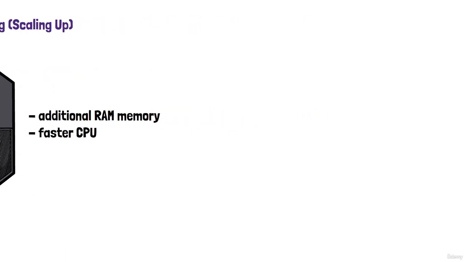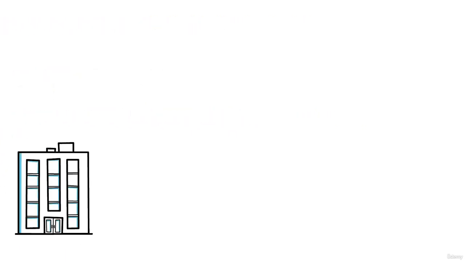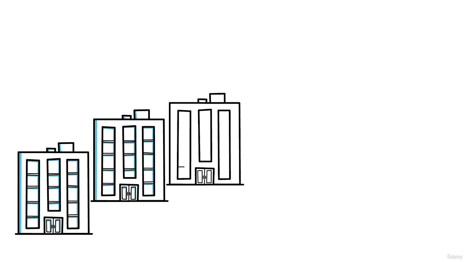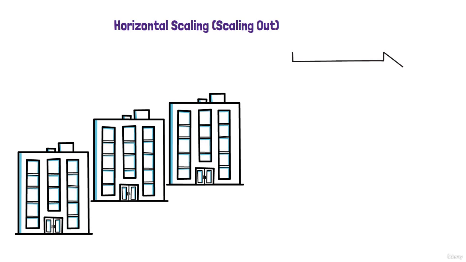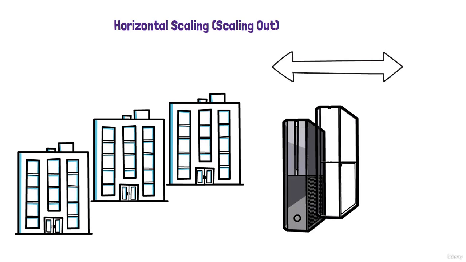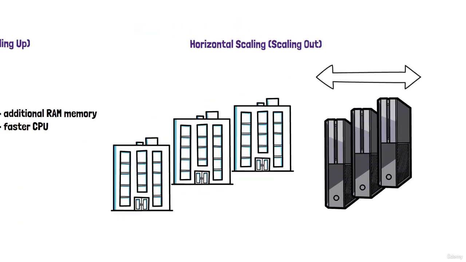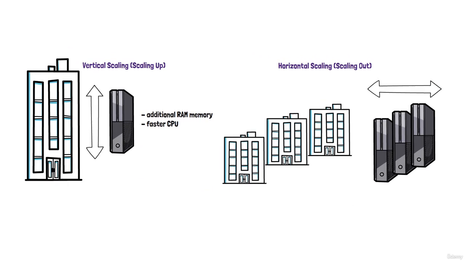Now, instead of just expanding one building, imagine constructing multiple buildings in the area. Each building can accommodate a certain number of residents, and together they can house more than a single building. This is called horizontal scaling or scaling out, where you add more servers to handle the increased load, distributing the traffic among them. In a nutshell, vertical scaling is like adding more floors to one building, while horizontal scaling is like constructing multiple buildings in the same area.